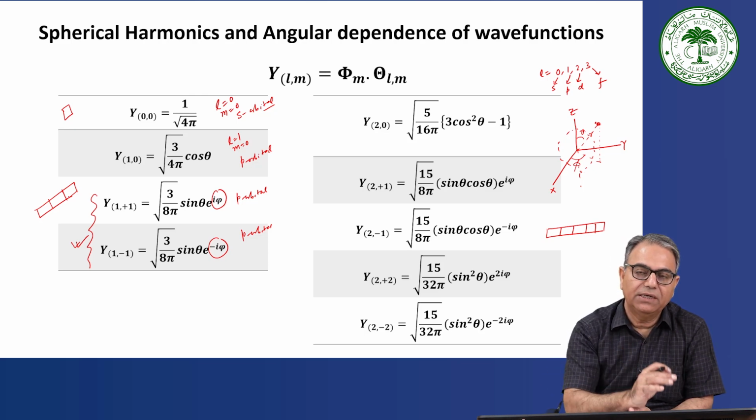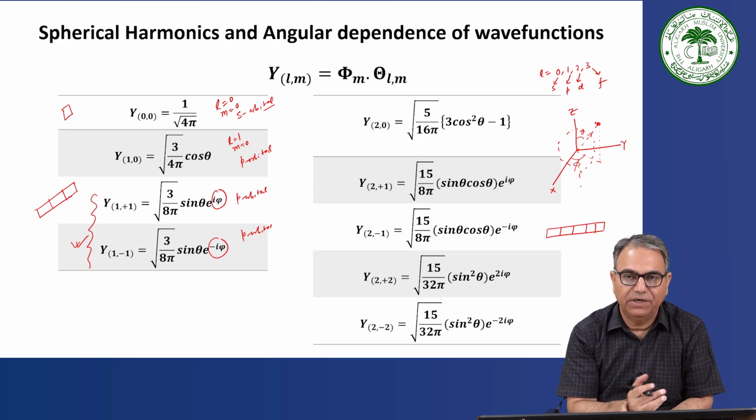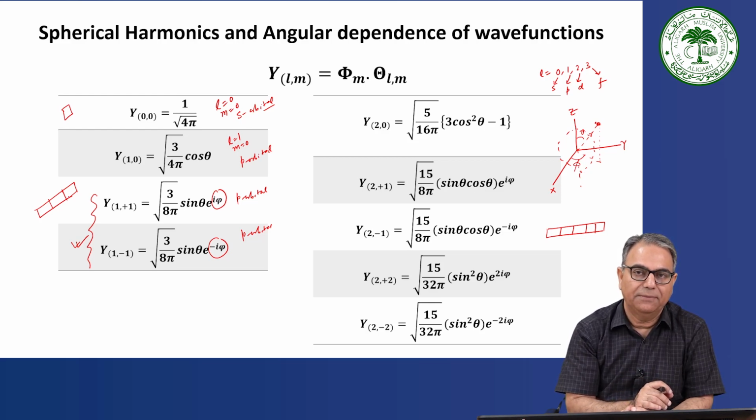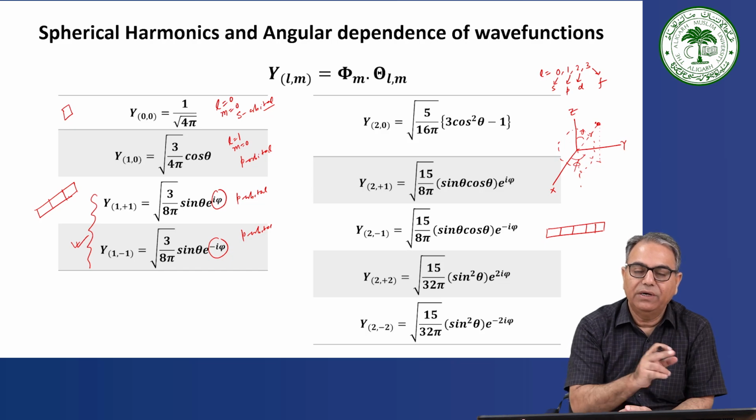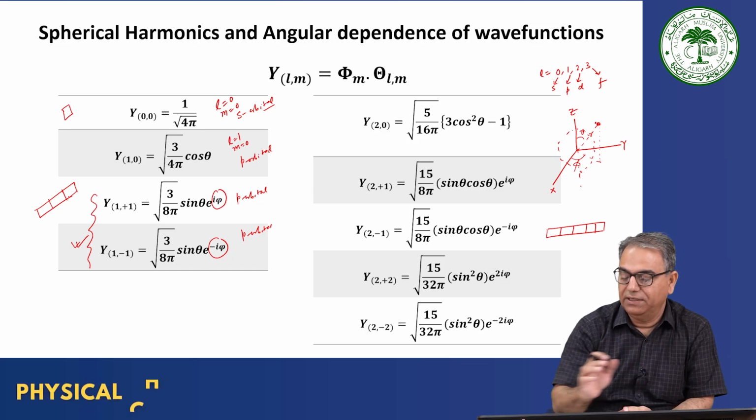For any s orbital, L has to be equal to 0 and M has to be equal to 0, whether it's 1s, 2s, 3s, 4s. So the angular dependence tells you that the s orbital is spherical because the spherical harmonics does not contain theta and phi.